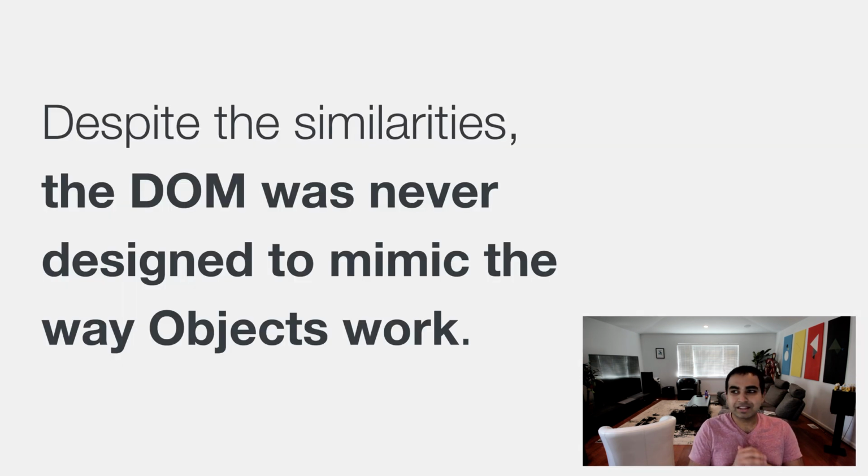So the thing is, despite the similarities, the DOM was never designed to mimic the way objects work. And there are a lot of historical reasons for that, but the browsers each do their own thing. Right now we have a pretty good set of what we think is stable behavior, but it's not often formally spec'd or officially expected to keep working. And so I'll call some of those quirks out as part of looking at more advanced things.